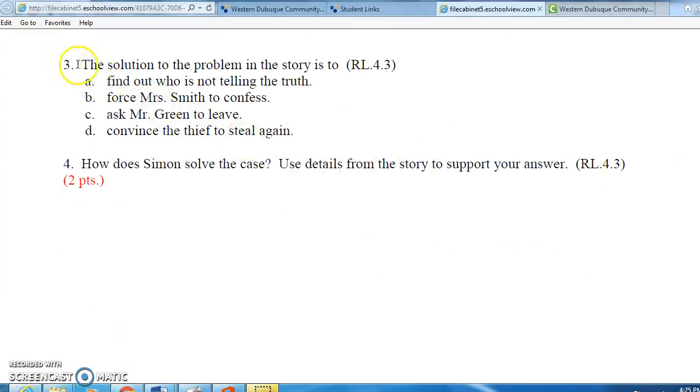Number 3. The solution to the problem in the story is to A. Find out who is not telling the truth. B. Force Mrs. Smith to confess. C. Ask Mr. Green to leave. Or D. Convince the thief to steal again. Please pause the video, go back to the text, and locate your answer.